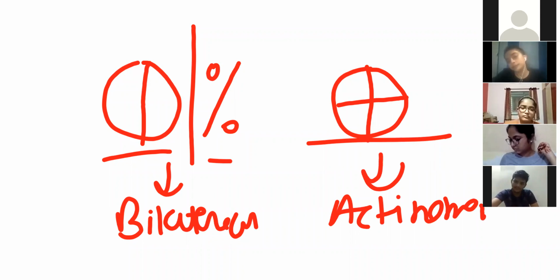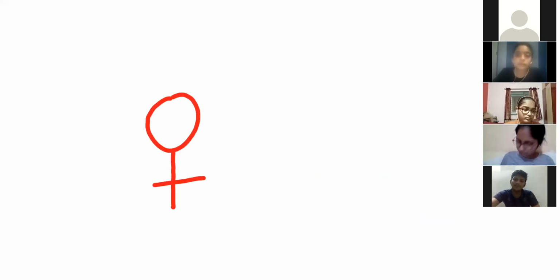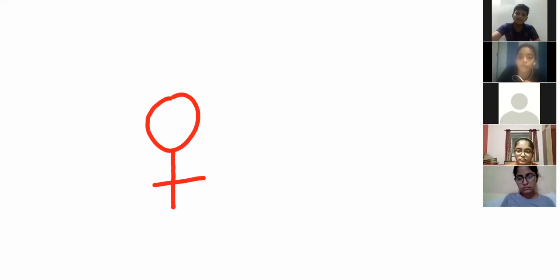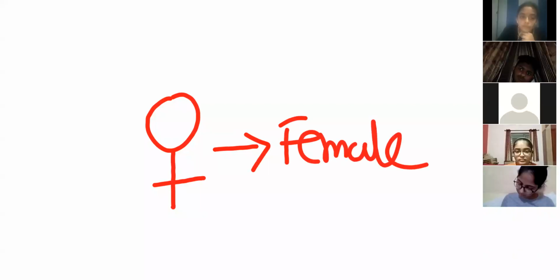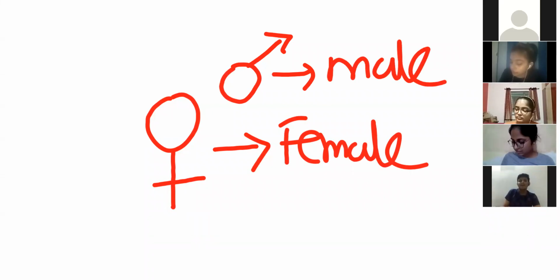Right? Next, flower, unisexual or bisexual. Suppose a symbol like this. You must have seen this generally. This symbol indicates what? Female or male? Zil? Male. Wrong. That's a female. Okay, over here this symbol indicates the female, and if the symbol is like this, then it indicates the male.